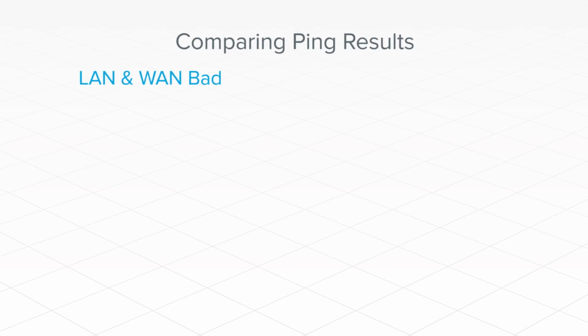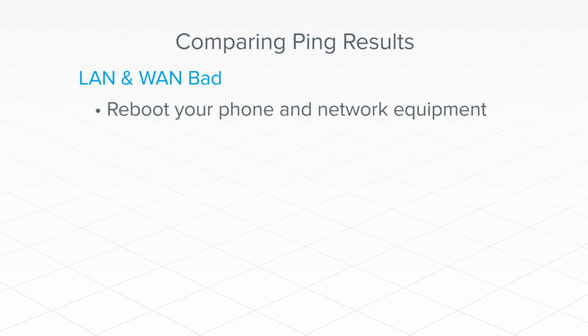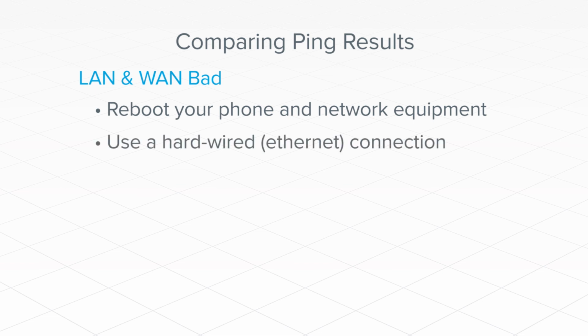Now, if both tests look bad, we have some other suggestions for you. First, reboot your phone and network equipment. Depending on what devices you have, that includes your modem, router, and switch. Second, if you're using Wi-Fi, try using a hardwired connection. Third, replace cabling that may be faulty.